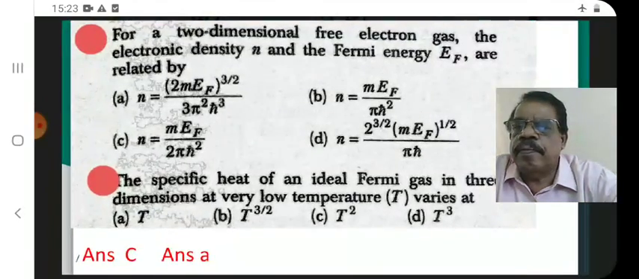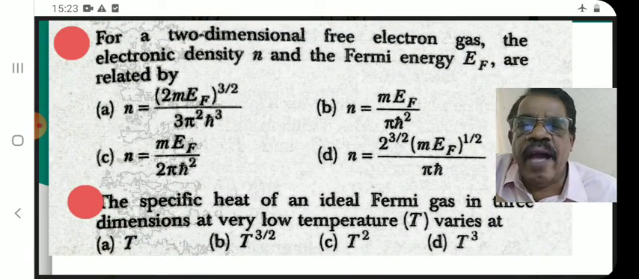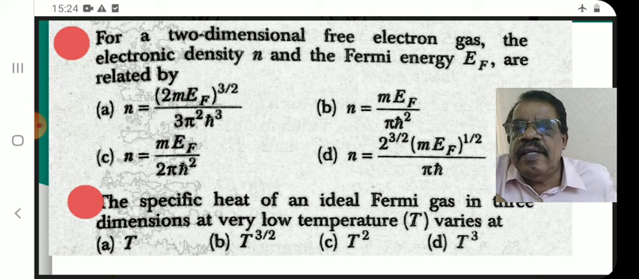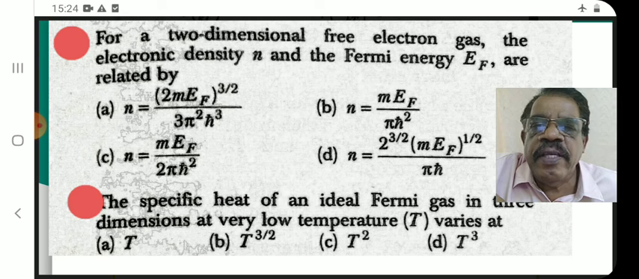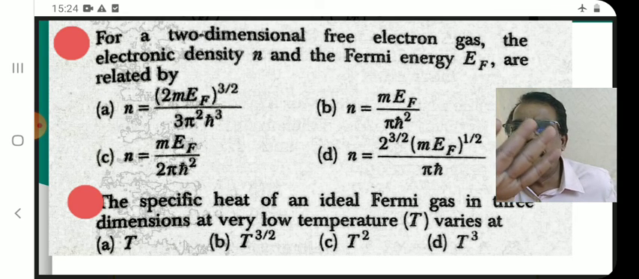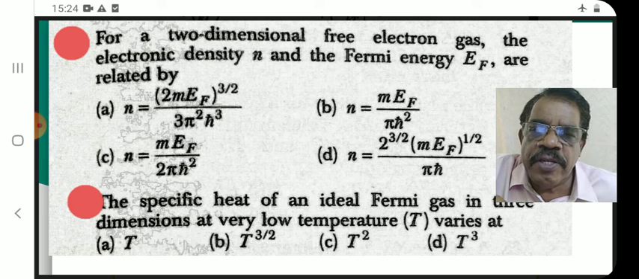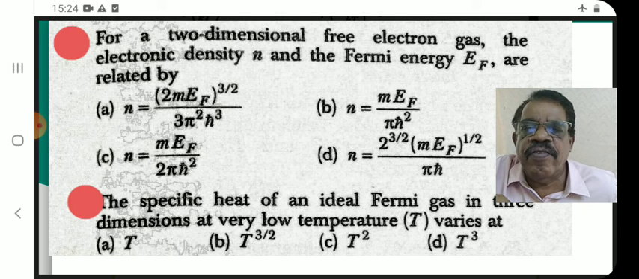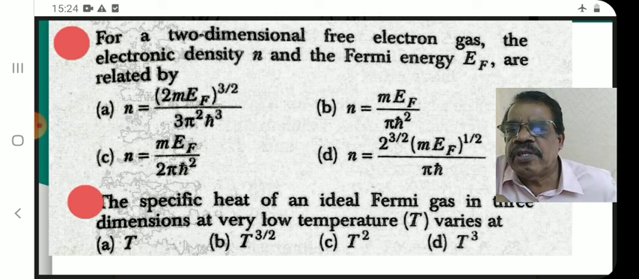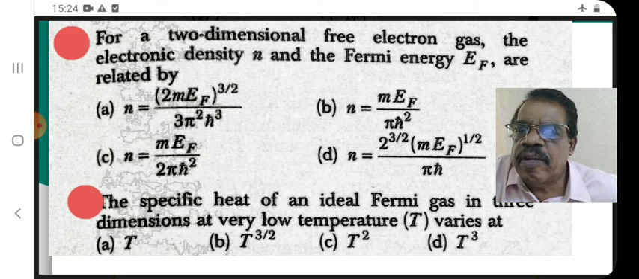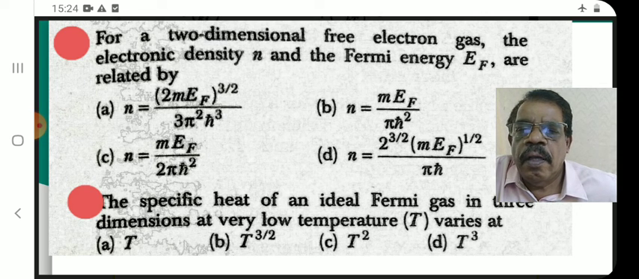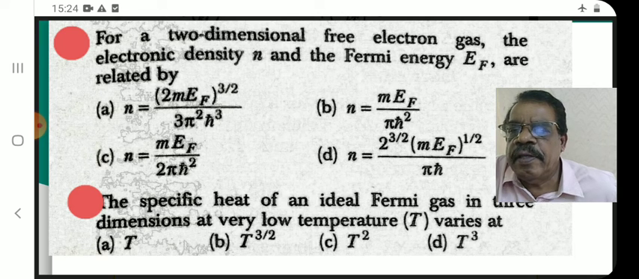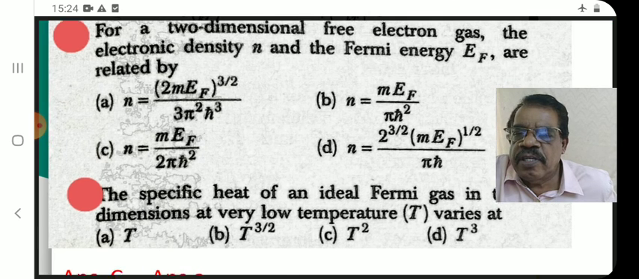Next question. For a two-dimensional free electronic gas, the electronic density N and the Fermi energy EF are related by, you remember it is a two-dimensional free electronic gas, not a three-dimensional. And you know the Fermi energy relation we have studied. Here it is for two-dimensional free electrons. So when we reduce it, we get answer C.